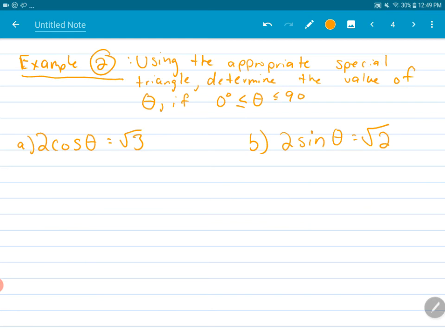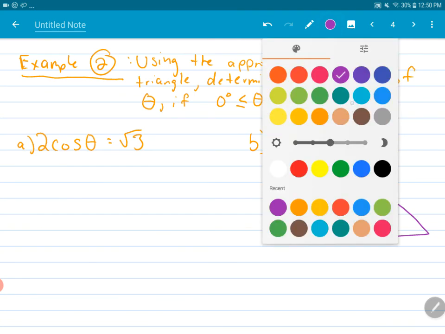With example 2, we want to use the appropriate special triangle and determine the value of theta if theta is between 0 and 90 degrees. So nothing bigger now. That will be either tomorrow's lesson or the day after, where you talk about what happens if angles are bigger than 90 degrees. So you'll get there. Again, you can have your special triangles drawn there, and you probably already have them from the page before. So that's fine. This one here, I'm going to save for now.